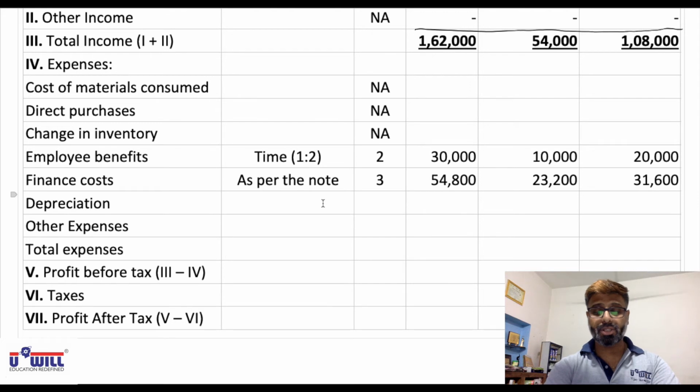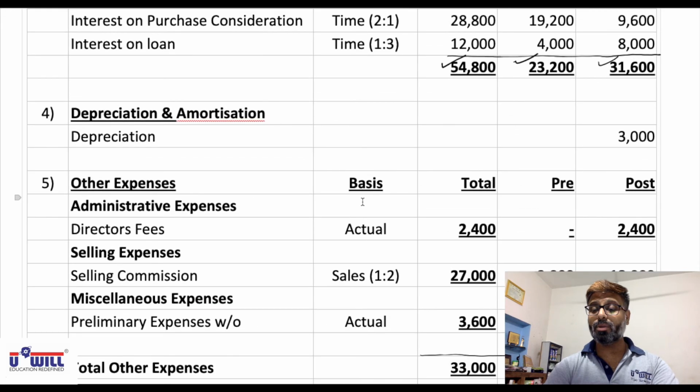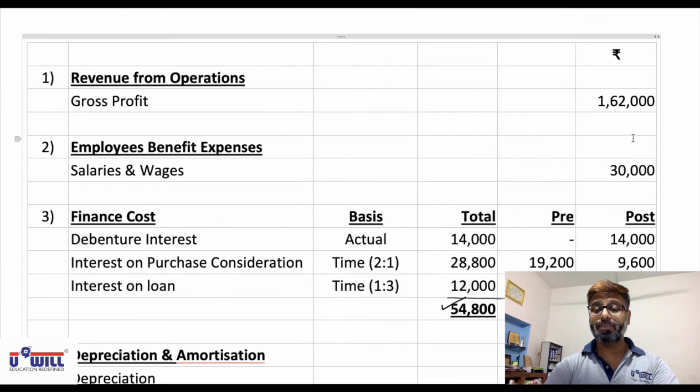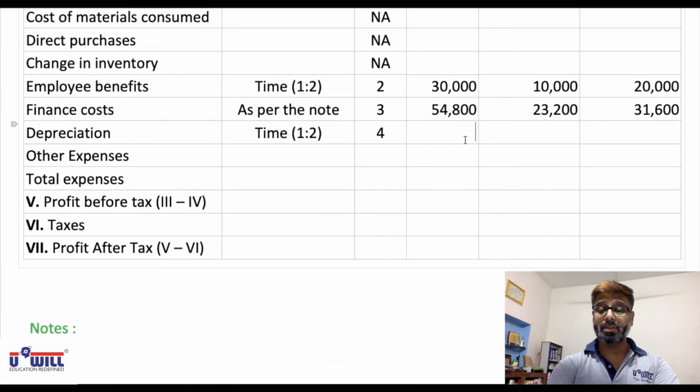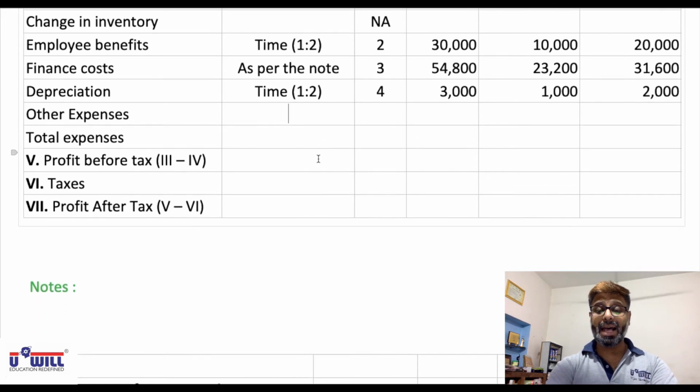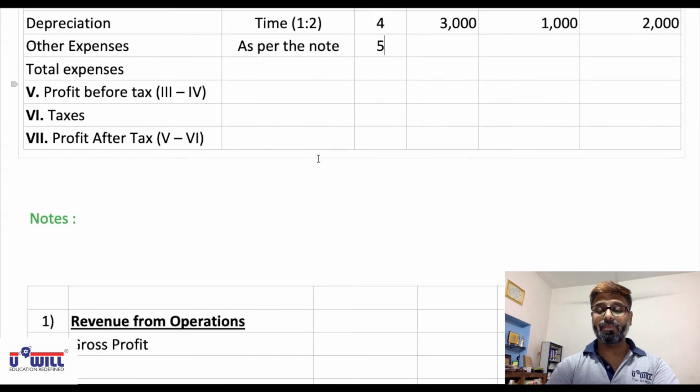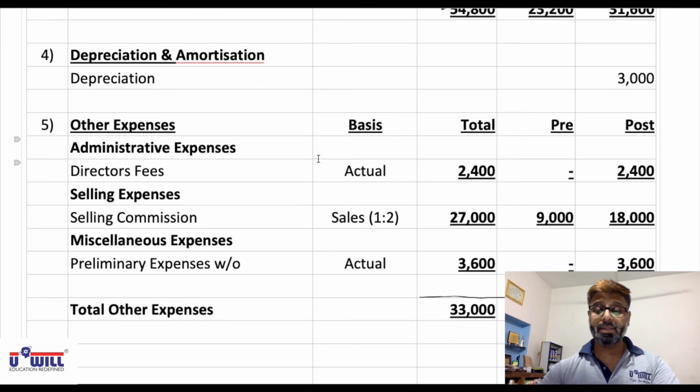Then depreciation time basis, that is 1:2. Note number 4, you all can see note number 4 amount is 3,000. So 3,000 into 1 by 3 is 1,000, and 3,000 into 2 by 3 is 2,000. Then other expenses again as per the note, note number 5. You all can see total is 33,000, pre 9,000, post 24,000.